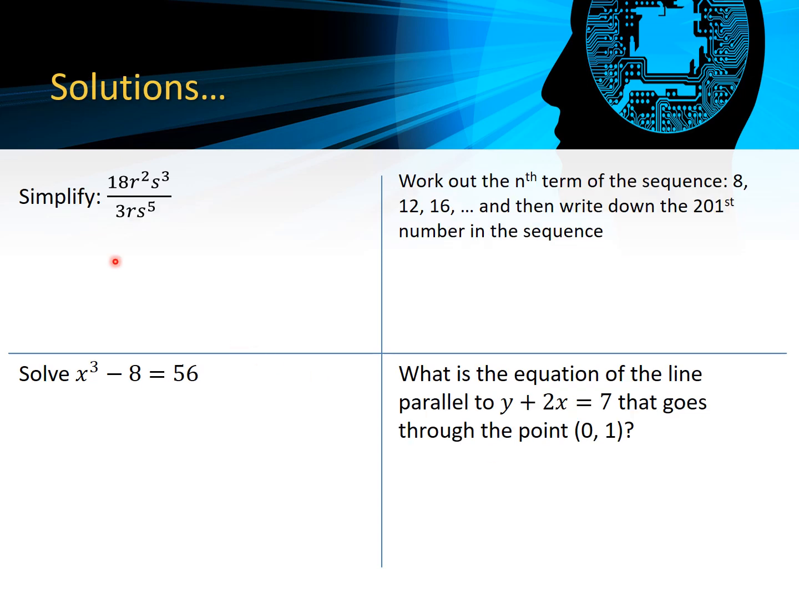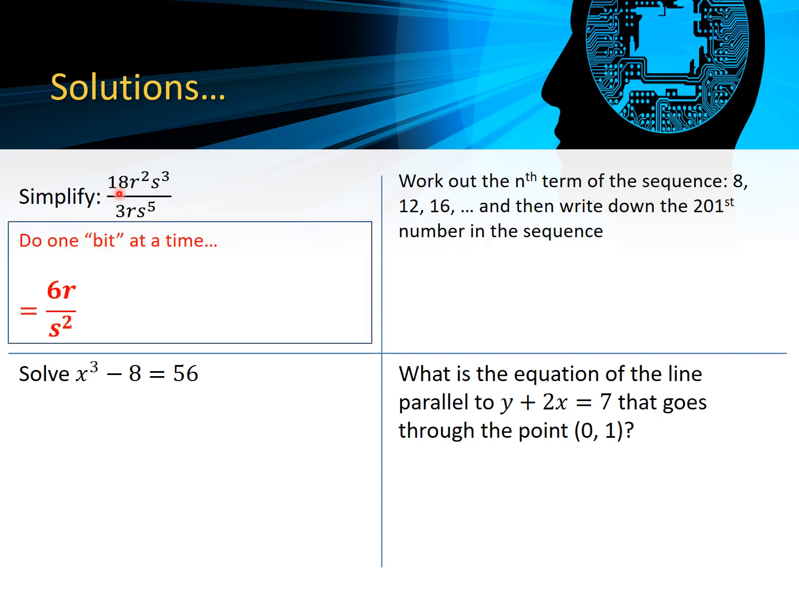And here are the solutions. So if we're looking to simplify this, we're going to do it one bit at a time. We're going to do the 18 divided by 3, which gives us a 6. The 18's at the top, 3's at the bottom. We've got more of these at the top than the bottom, so the 6 stays at the top. R squared and R, again we've got R times R and R at the bottom. We've got one more R at the top than the bottom, so it stays at the top. And we've got s to the power of 5 at the bottom, s to the power of 3 at the top. So when we divide it, we end up with s squared underneath.